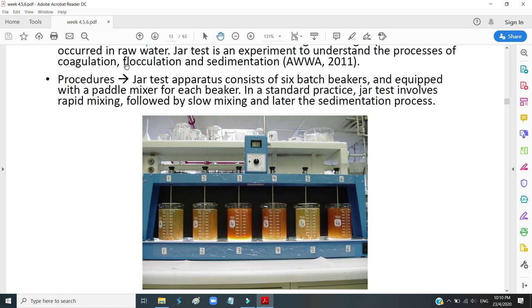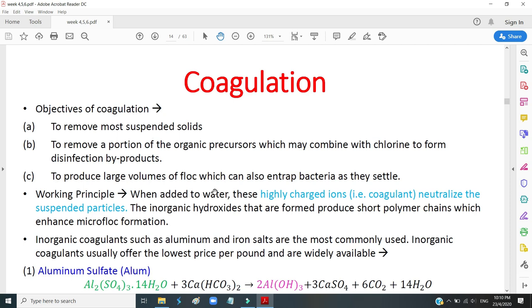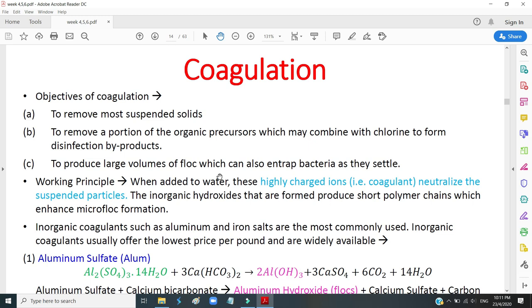So we recap, the objective of coagulation is to remove most suspended solids, and to remove a portion of the organic precursors which may combine with chlorine to form disinfection byproducts, because we need to remember that we will need to add chlorine at the end of the process. So this chlorine, if we don't remove these things through coagulation, the chlorine will react with them and form products that we do not want. And then to produce a large volume of flocs, which can also entrap bacteria as they settle.